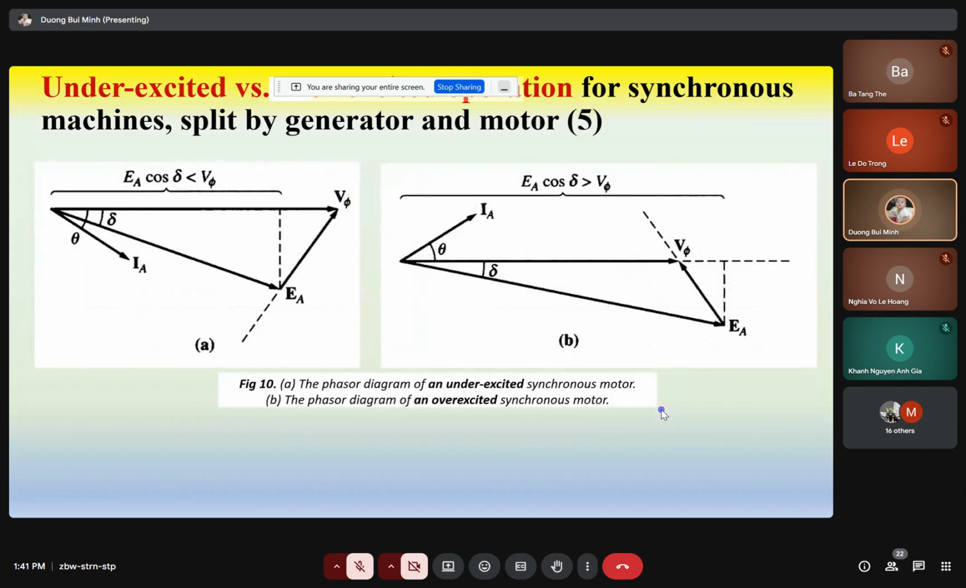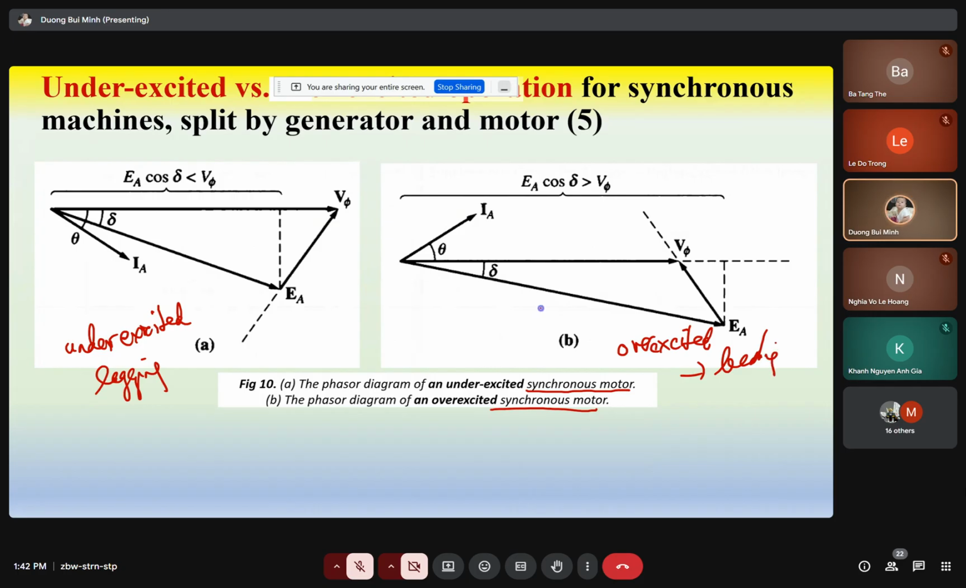Now we consider synchronous motor. Synchronous motor, we have two cases. This is under excited, or we can say this is lagging. This is over excited, or we say this is leading. Why we know? Because this is IA here and this is IA here. Okay, yeah.